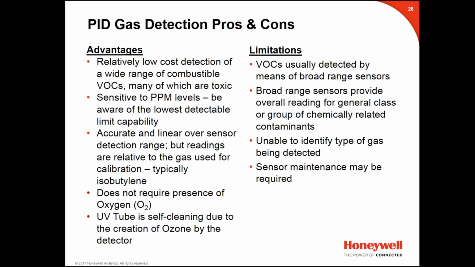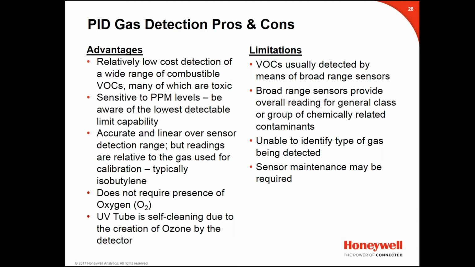Okay, some of the advantages of using PID are that it is sensitive to ppm levels. It's accurate and linear over the sensor detection range. It doesn't require the presence of oxygen. The UV tube is self-cleaning or self-scrubbing due to the creation of ozone by the detector. So when the pump is turned on, there's generally a 50% duty cycle. As the pump is pulling in, it's leaving ozone on the surface of the lamp. When the pump is turned off, that ozone that's been accumulating on the lamp allows it to scrub the lamp and keep it clean.